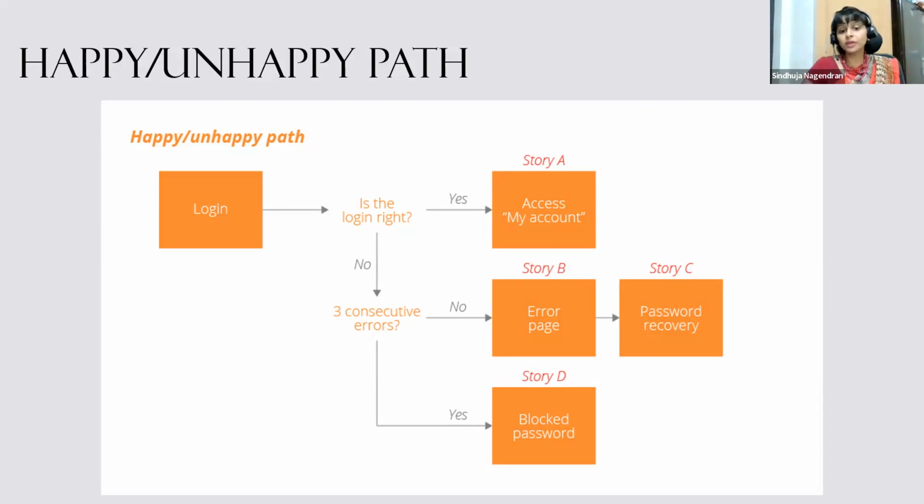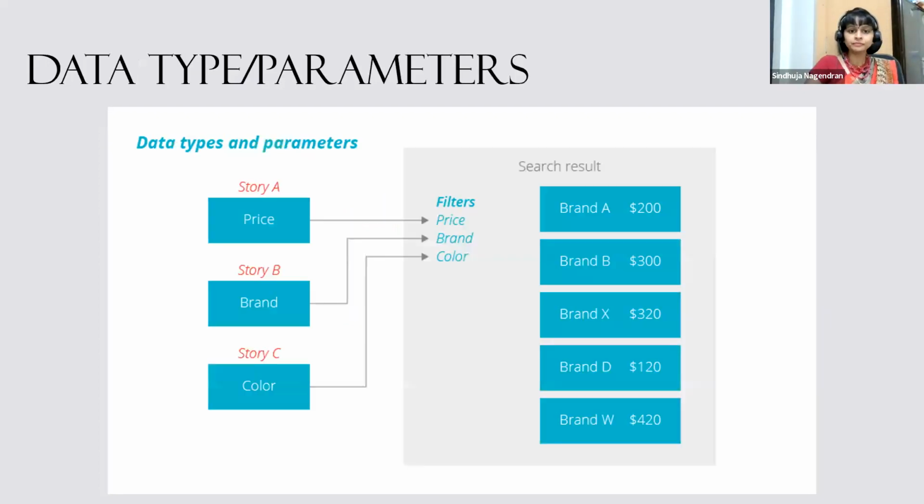And then what could be yes, story D, blocked password. So this is how: if it is 3 consecutive errors, if it is yes, then blocked password. If it is no, then what would be the error page and password required. So this is how we can segregate based on the happy or unhappy path. In one sprint, we can concentrate on negative scenarios. In another sprint, we can concentrate on the positive scenarios.